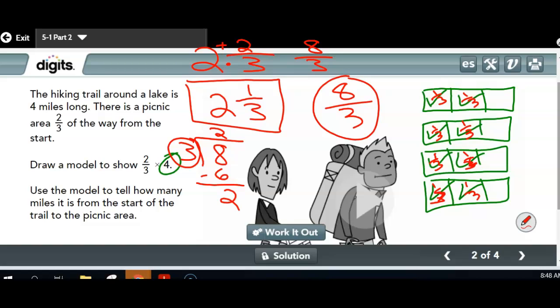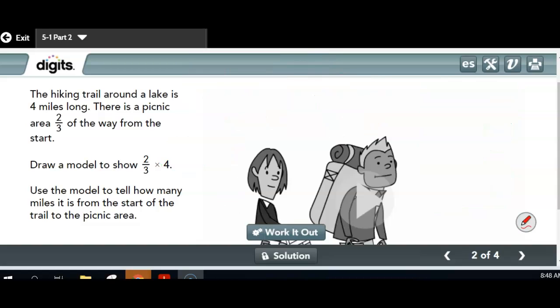Talk to your neighbor about how you solve this not using a model. All right, who has an explanation of how you solve this without using a model? Sean: You multiply 2/3 times 4 and just multiply the top number, which would be 8. Okay, what do you multiply by a top number? Again.